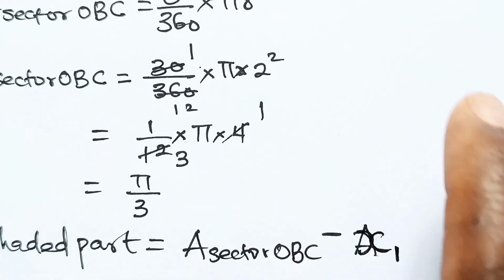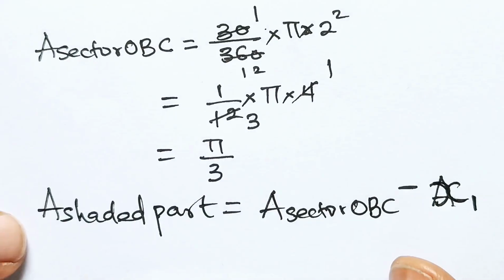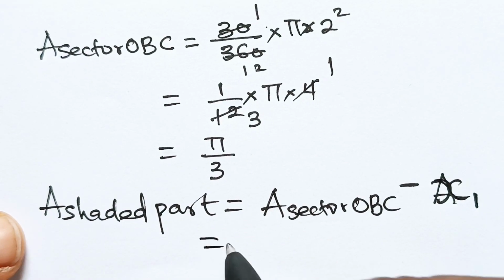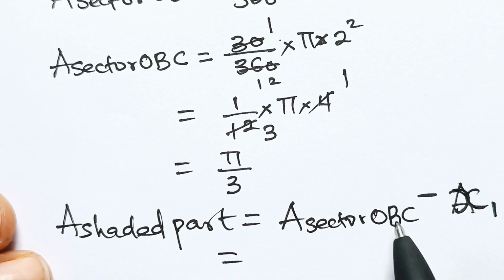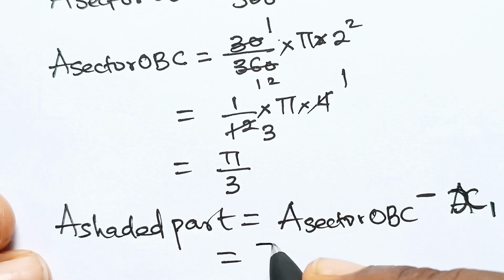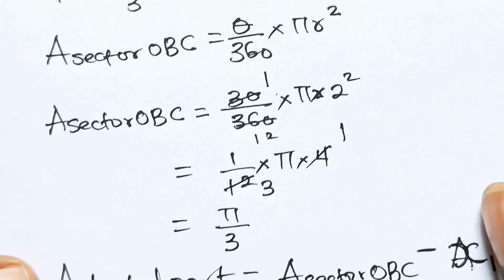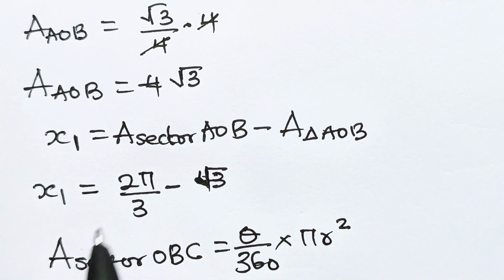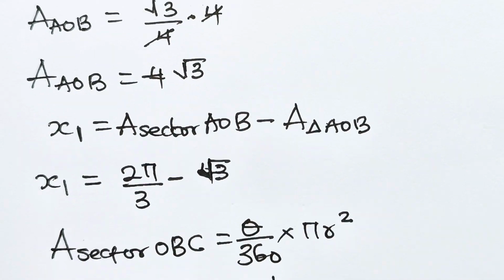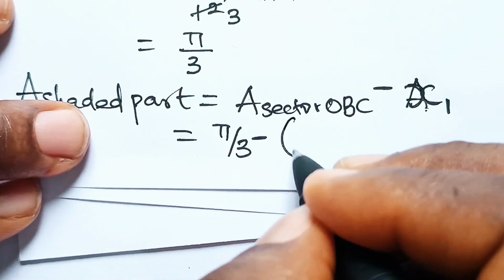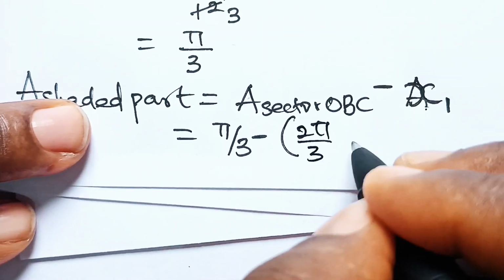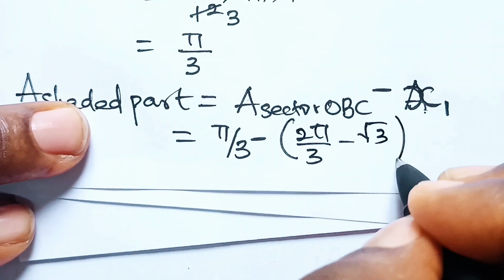Now we continue. So this will be equal to, the area of sector OBC is pi over 3 minus x1. Our x1 is 2 pi over 3 minus root 3. So we have minus 2 pi over 3 minus root 3.